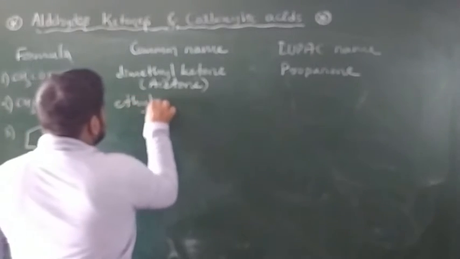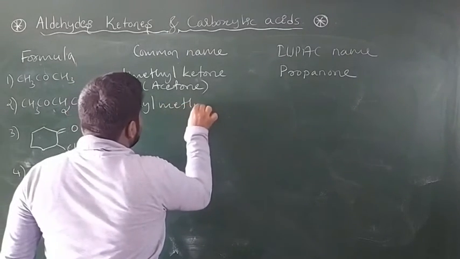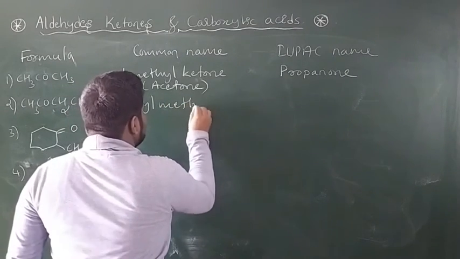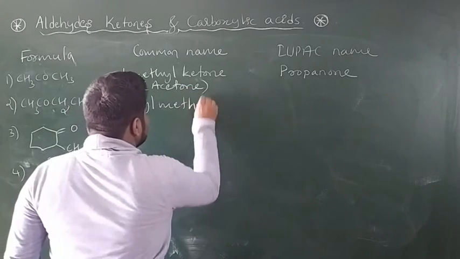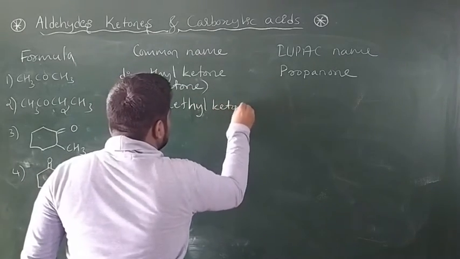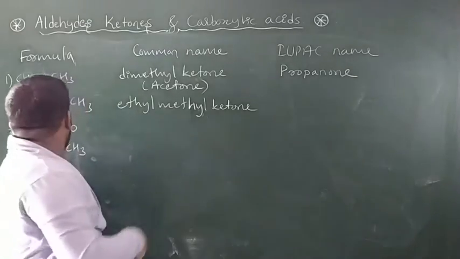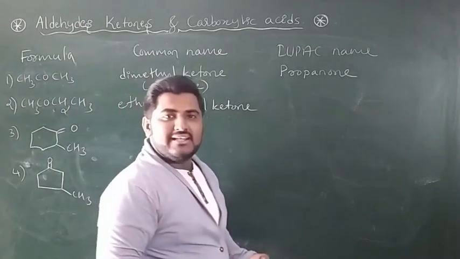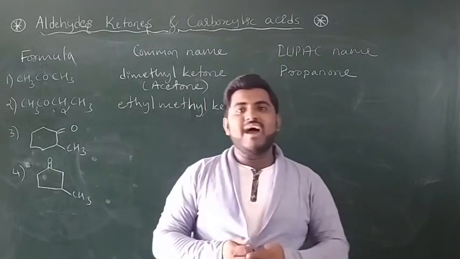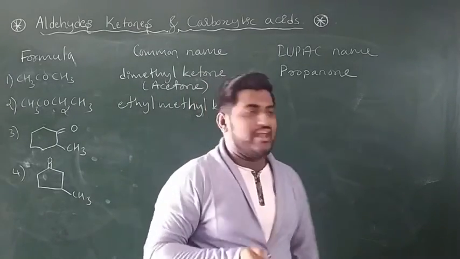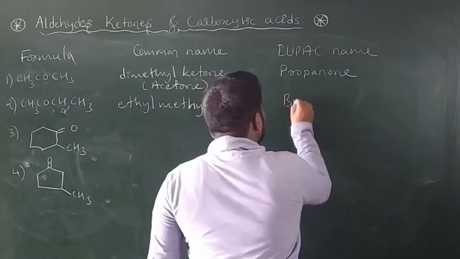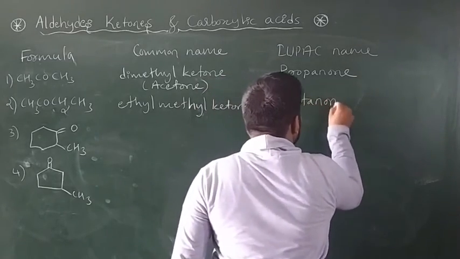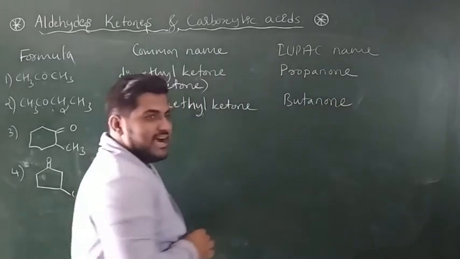Ethyl methyl ketone. Okay. Here, how many carbon atoms are there? 1, 2, 3, 4 carbon atoms are there. So what is the parent alkane? Butane is the parent alkane. E is replaced by ONE. Therefore, the name is butanone. Butanone is the name of this compound.